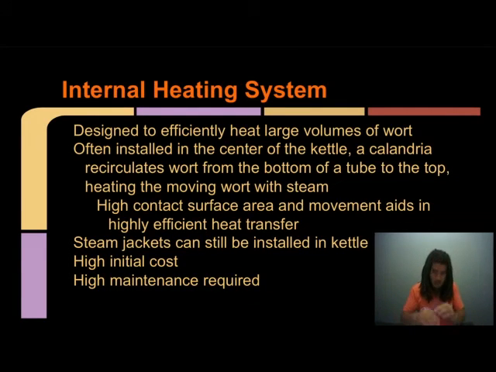So it comes out instantly boiling. What comes out of the top is boiling. So it's this high contact surface area, and movement aids in the highly efficient heat transfer. Steam jackets can still be installed in the kettle, so you can still have jackets around the outside, and usually they do. Usually they don't just have the internal calandria. They have the internal calandria, and they'll have jackets on the outside, jackets on the bottom, so you're still heating it the same way, but you're recirculating it.